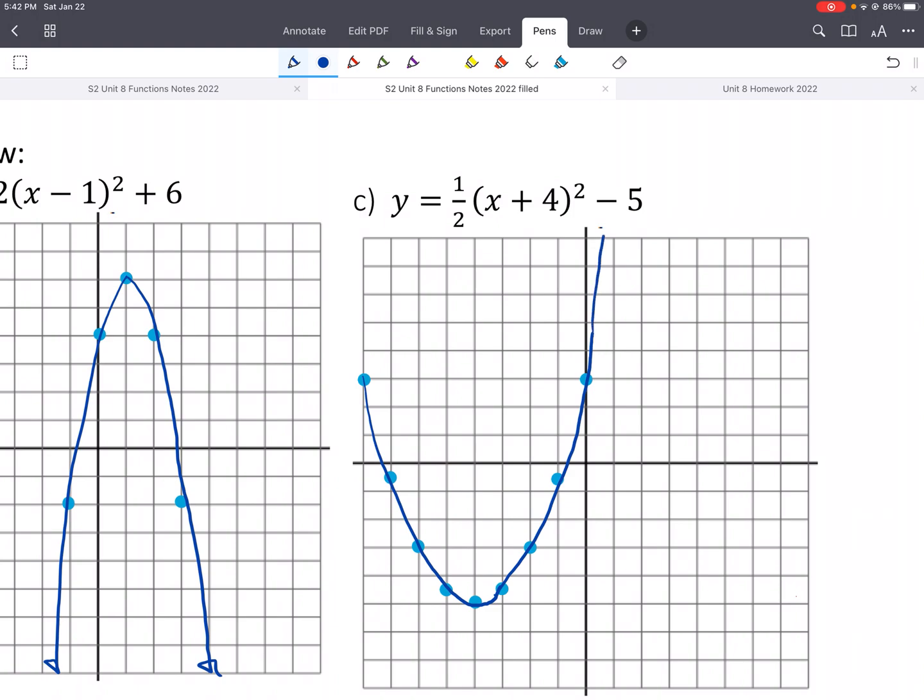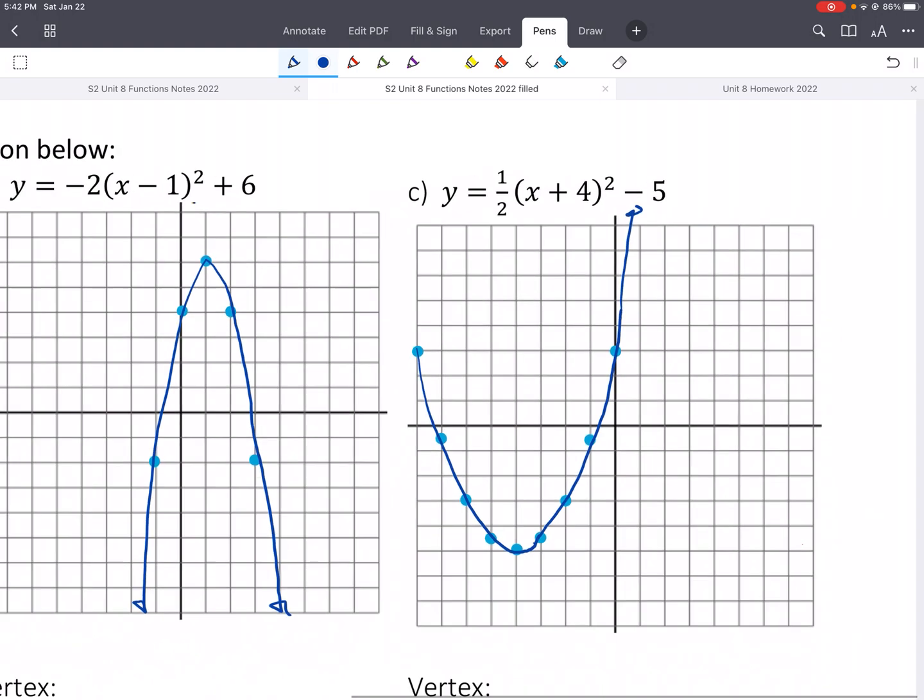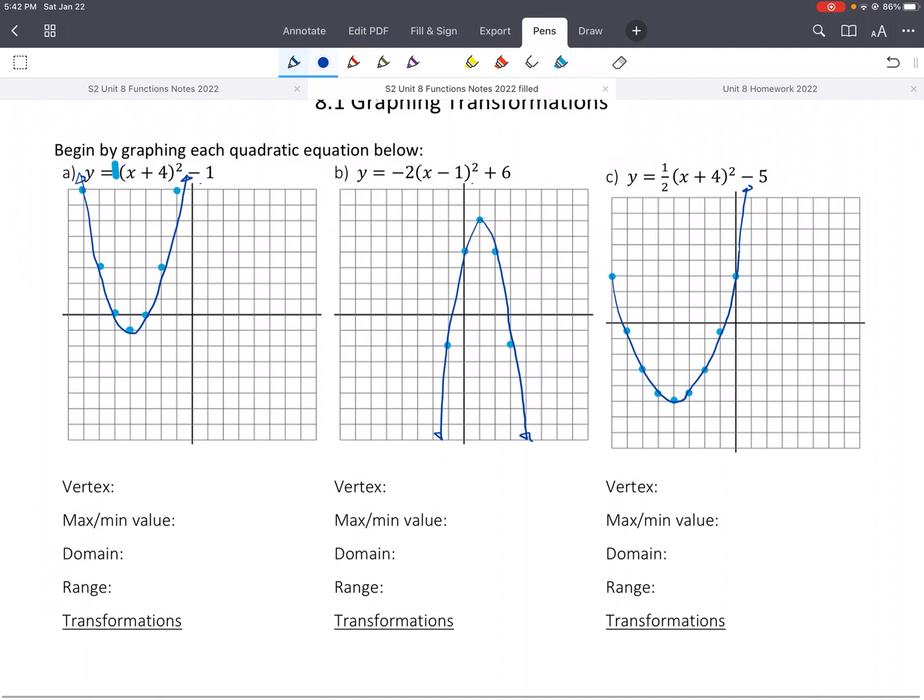We'll just keep going. Okay, so there are 3 graphs. They all have different a values. Some are going up, some are going down. Just a quick reminder on how to do these. Vertex, we already kind of found that. That's our -4, -1. Here we have a minimum.